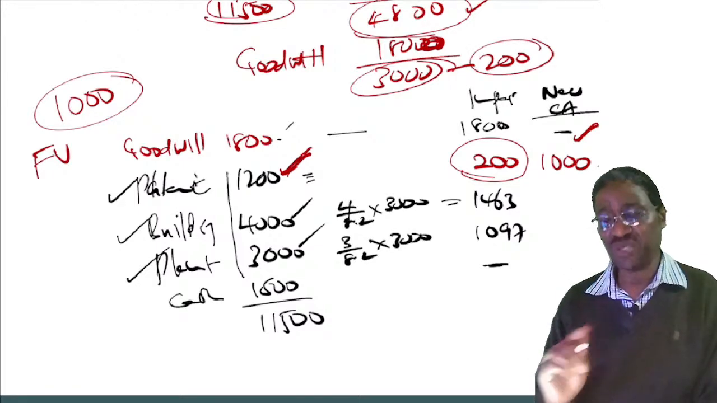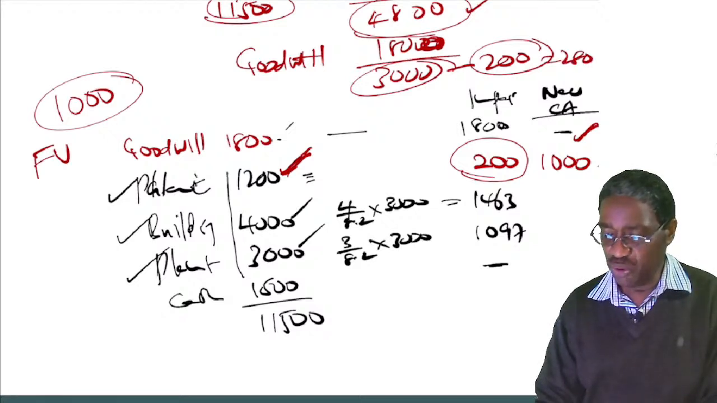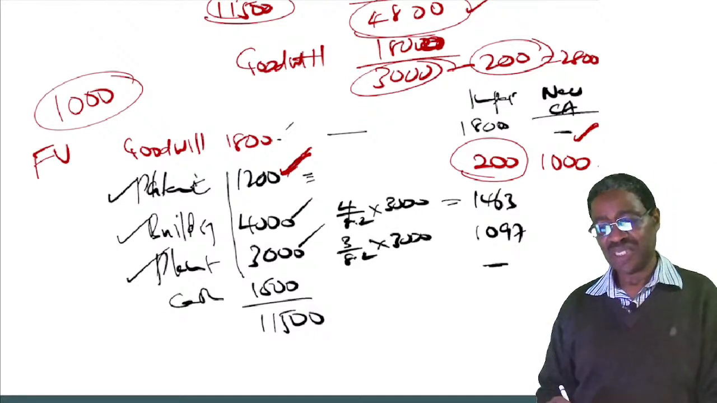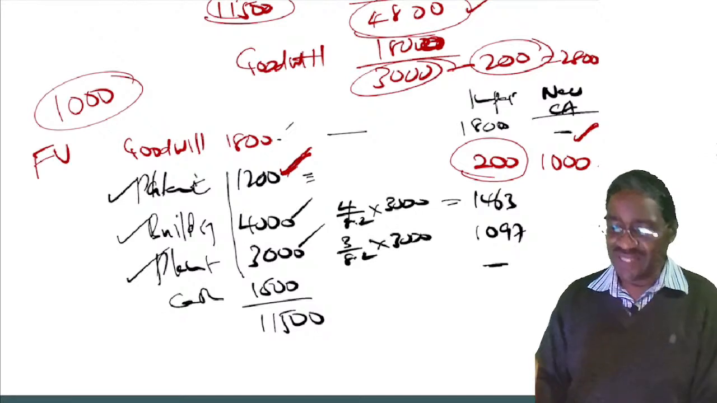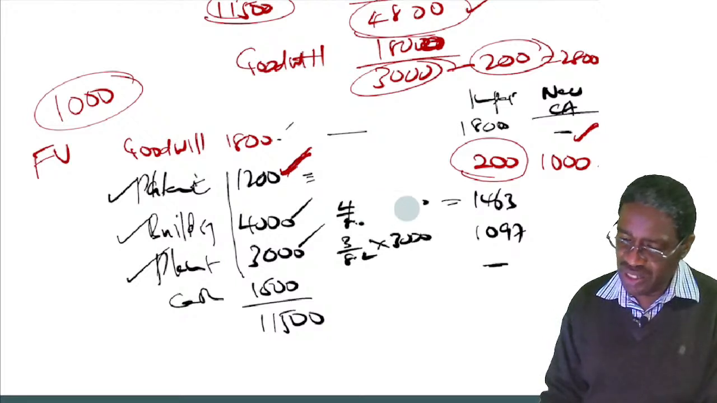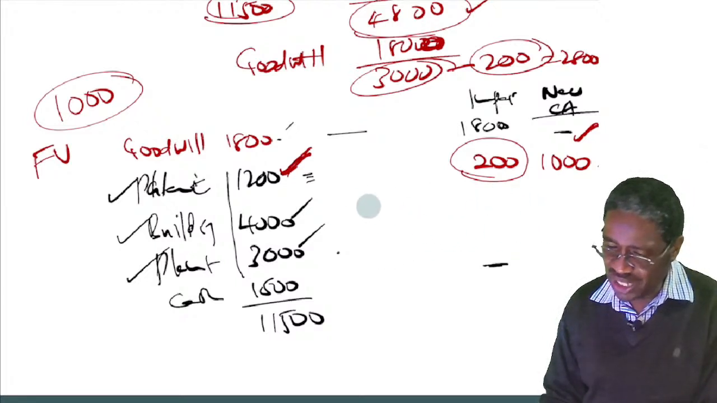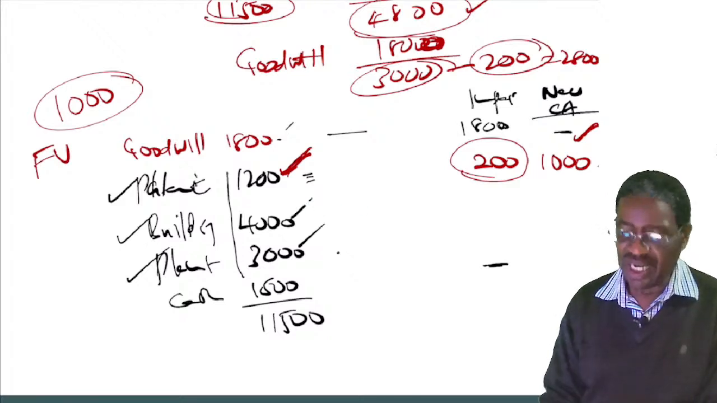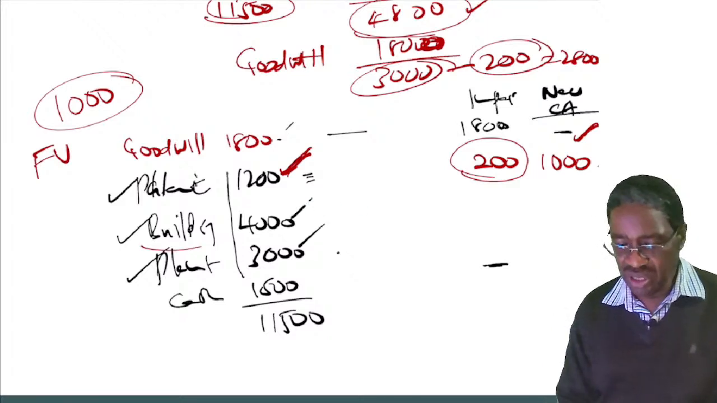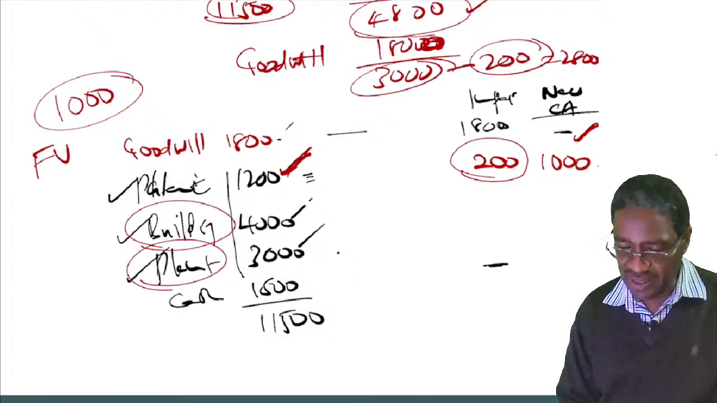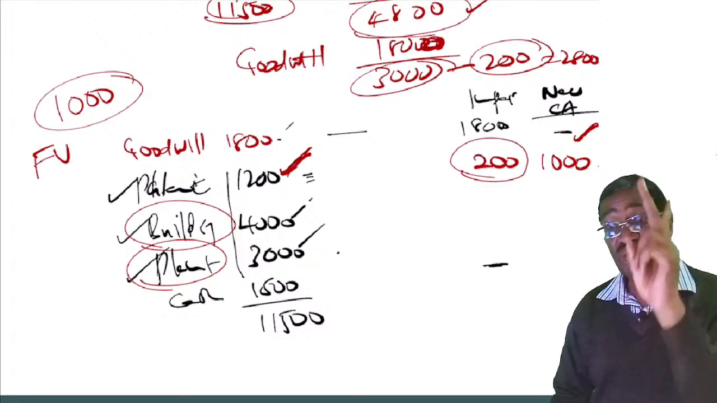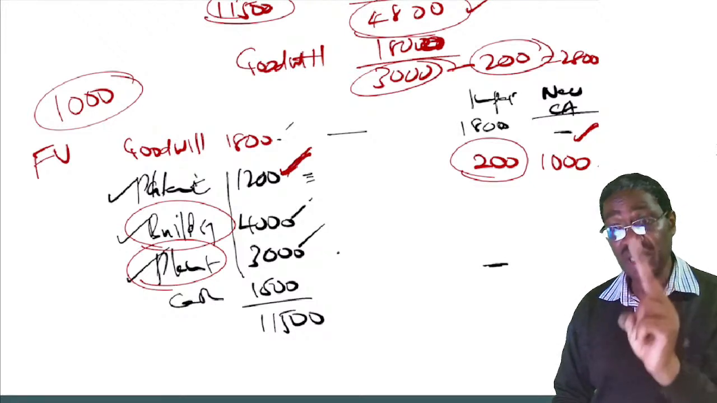Then you remain with a balance here of how much? 2.8. Listen carefully now. It is that 2.8 million that you allocate to the other assets. Which are these other assets? These other assets include the building and the plant. We are only remaining with two assets, building and the plant.